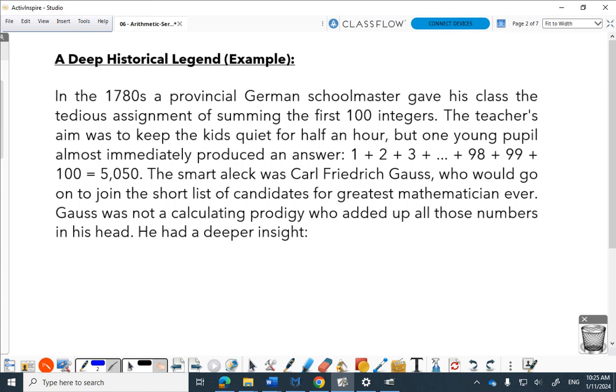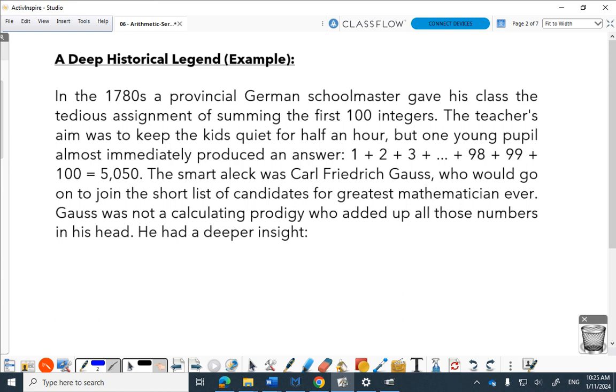Yeah, it's good. That's what this math teacher was trying to do. He gave his class the tedious assignment of summing the first 100 integers. He wanted them to go 1 plus 2 plus 3 plus 4 plus 5 plus 6 plus 7 plus 8 plus 9, all the way up to 100 and add those all up. Is it difficult to do that? No, but you'll be at it for a while.